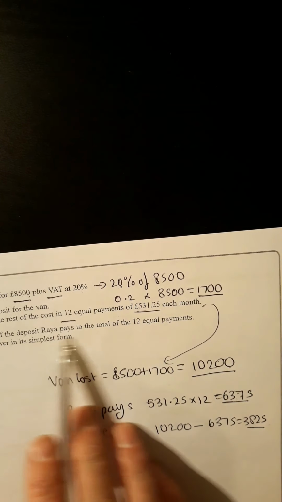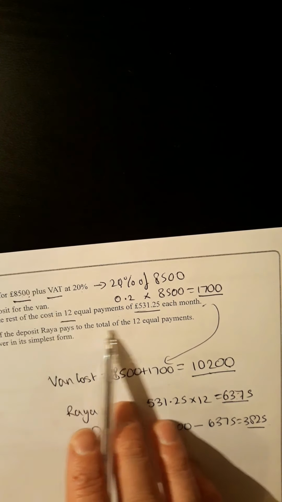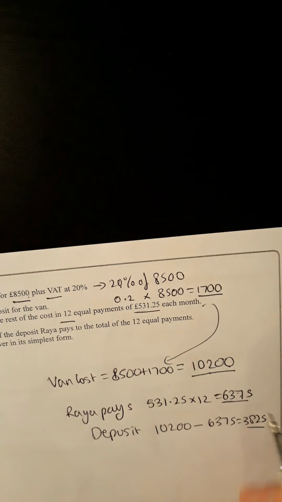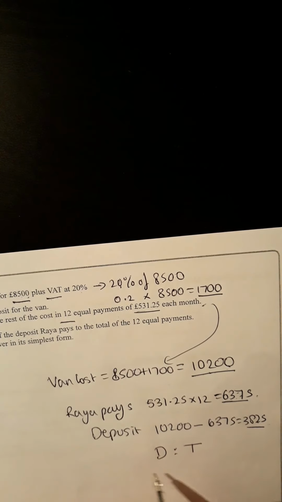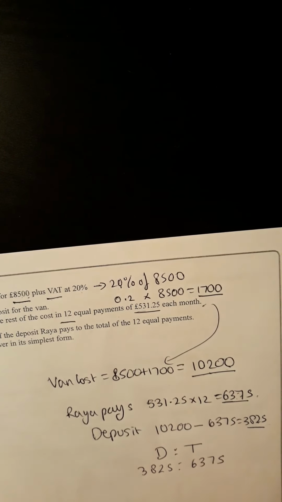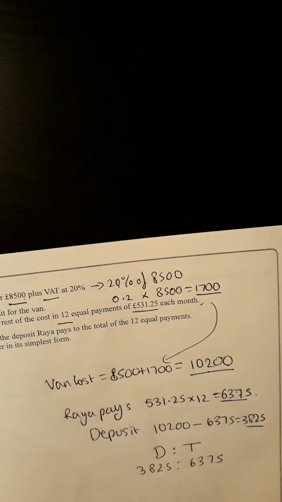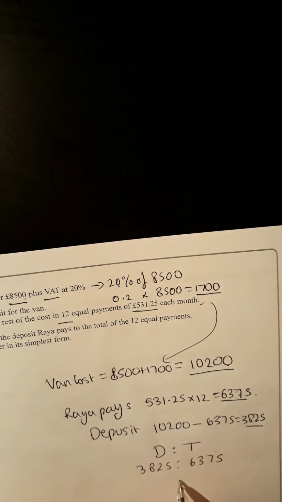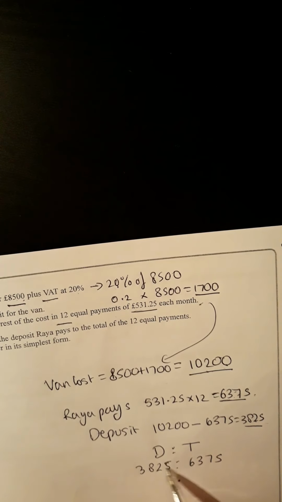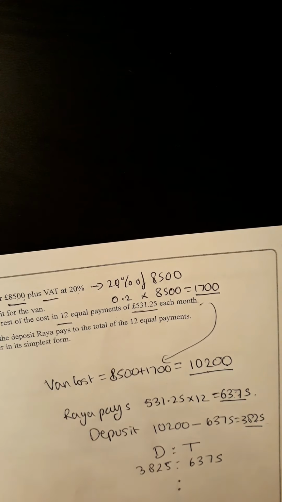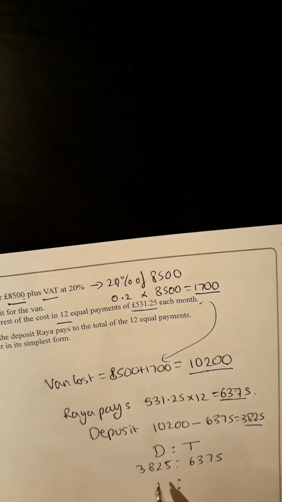Find the ratio of deposit Rhea pays to the total of the 12 equal payments. Well, that's the total payments, and that's the deposit. So that's the ratio we want. So deposit to the total would be 3,825 to 6,375. Now, a little trick here. Without a calculator, you're going to have to cancel down. You have to look for common factors here. If you want to do it on a calculator, although it isn't a fraction, you can treat it like it's a fraction.